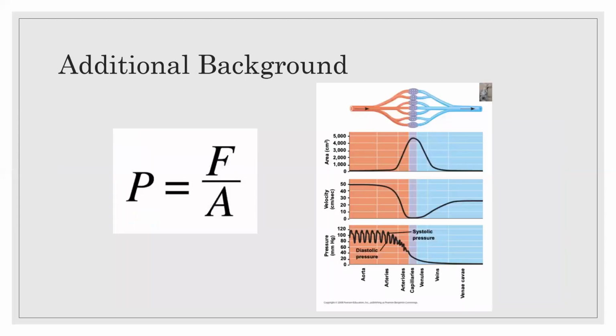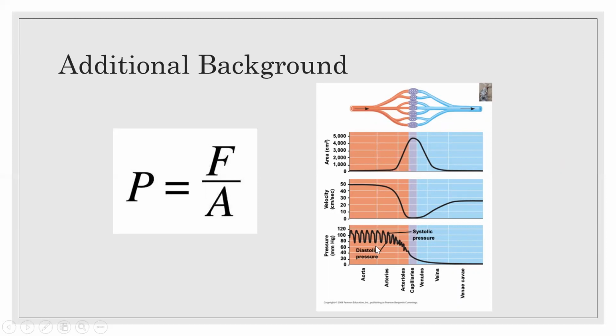So some additional background just to help reinforce this information. This is just a really simple equation: pressure equals force over area. When we're thinking about arteries, capillaries, and veins, we can see how this equation really matches the information you've been given. So here at this graph, if you look at it, you can see area, velocity, and pressure. Velocity we're going to say is similar to force. They're not actually, but for the purpose of this explanation, we're going to say they are.